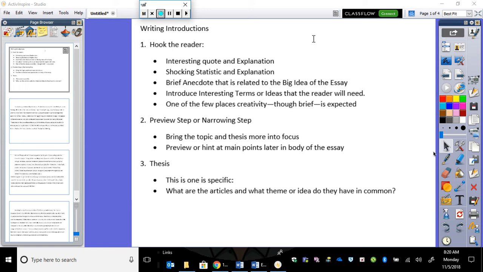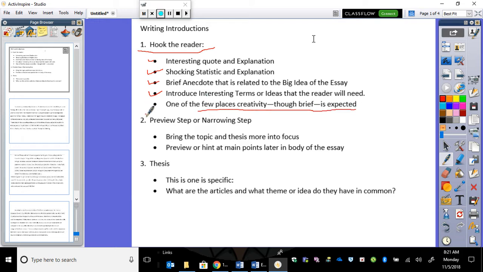And the purpose of our lesson here is to suggest how to write good introductions. The first idea for our essay is we want to hook the reader. And there's a lot of different options that you can do. You can start with an explanation or a shocking statistic, or you could tell a brief anecdote. And last but not least, introduce interesting terms. Unfortunately, the introduction is one of the few places of creativity, even though it may be brief.